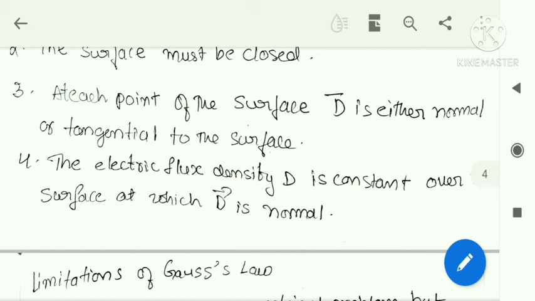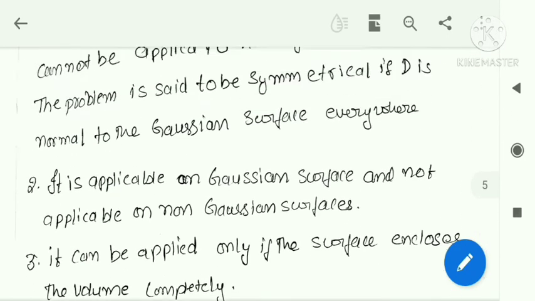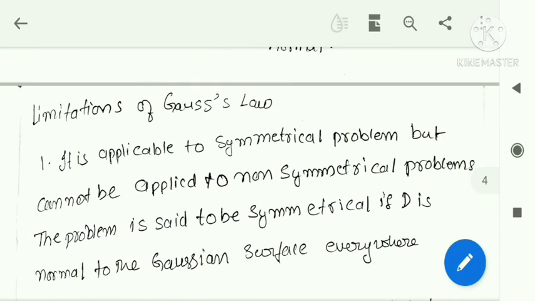Whenever the flux are normal to the surface, then the value of the flux density should be constant. It should not be variable. Now let us move to the limitations of Gauss's law.